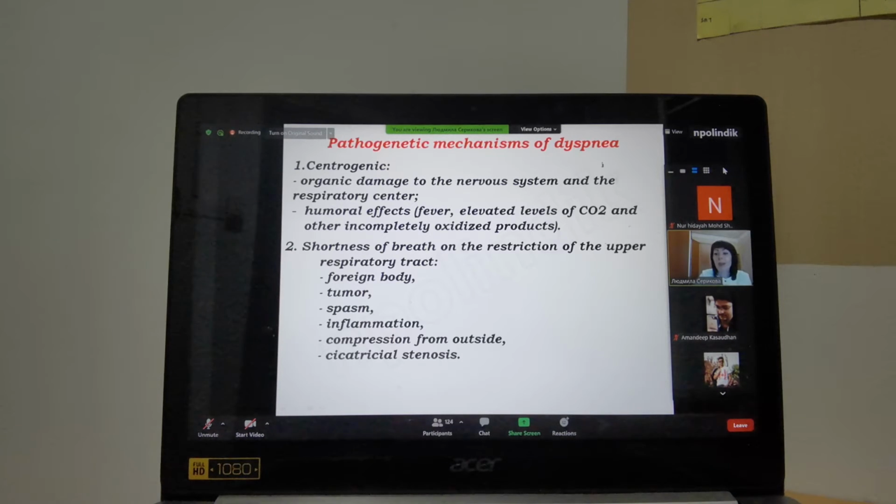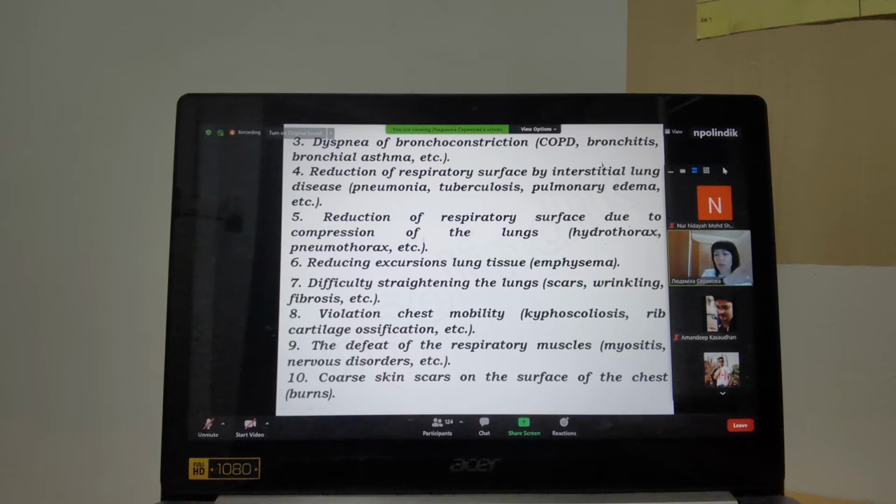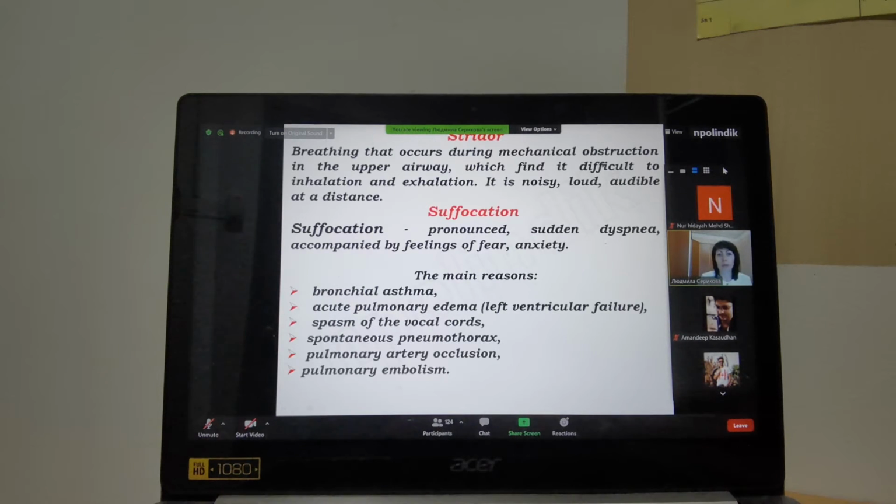Here you can enumerate any: restriction, obstruction, resection, inflammation, different types of respiratory problems. I will not enumerate them. And here it is written: reducing the exposure of lung tissue, difficulty straightening the lung, variation of chest mobility. So we have really many. It may also be due to a disease of the blood perfusion. For example, in case of pulmonary edema or pulmonary embolism, the patient can have dyspnea, or due to anemia. So really many causes.